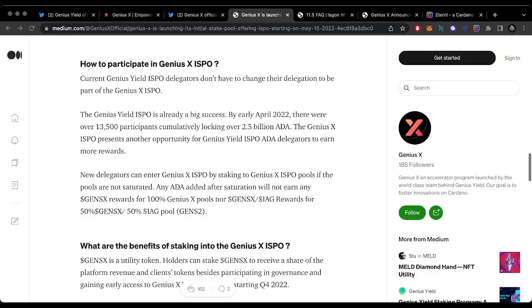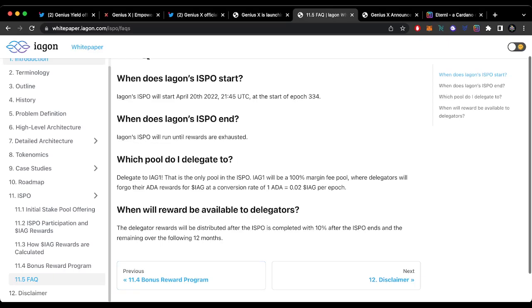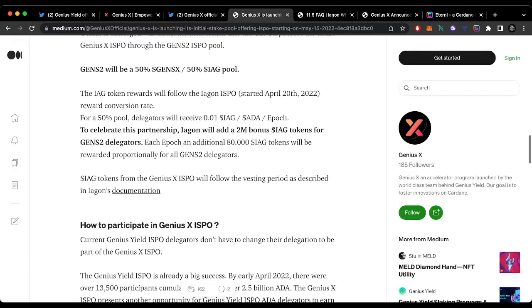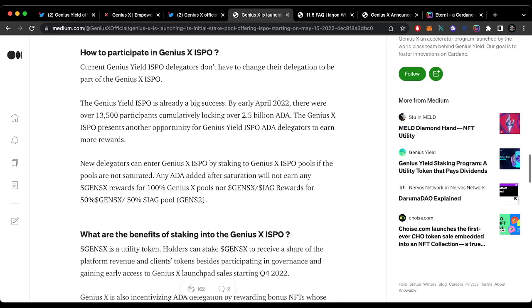Now, if you open up that documentation, guys, Igon has a particular approach similar to Genius Yield. So the delegator rewards will be distributed after the ISPO is completed, with 10% straight after the ISPO ends and the remaining over the following 12 months. Remembering that Genius Yield has a very, very similar approach, so I don't find this surprising. I think this is a great strategy in terms of controlling people selling all at once, dumping, all that sort of stuff. So again, I do think this is a smart approach.